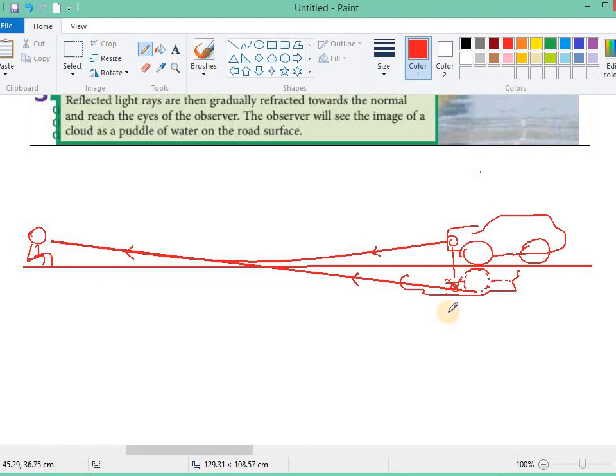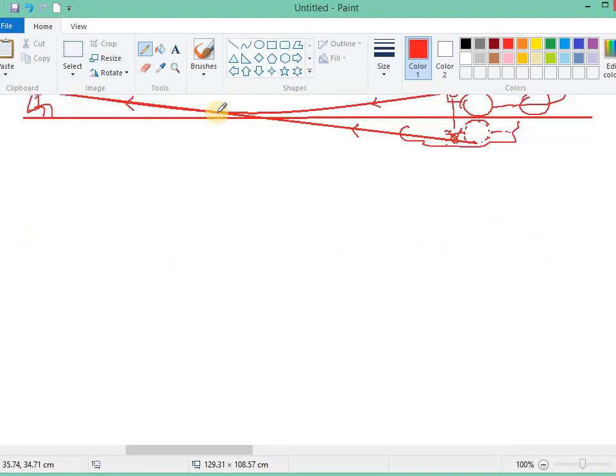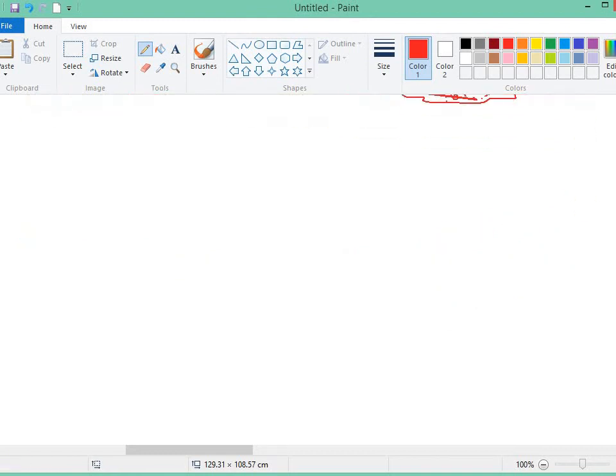So you can try this and see this for yourself. Of course, safety first. Don't suddenly stand in the middle of the road. Okay, it can also happen when it's very cold, especially at sea. If you go to a place where the sea water is very cold, in the northern part.